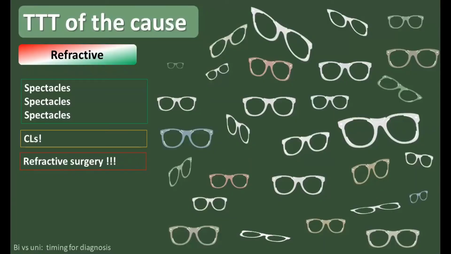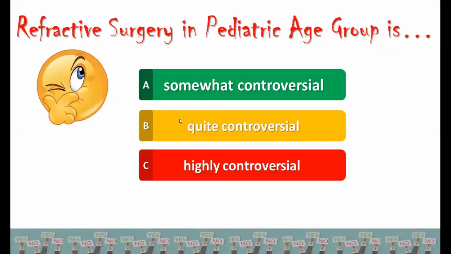Okay, we finished the spectacles, and we now have contact lenses and refractive surgeries, usually considered if we have anisometropia, for fear of aniseikonia and suppression. And I skipped the contact lenses. About the refractive surgery, as you mentioned on the WhatsApp, it's a highly controversial topic. Some agree, some disagree. It's very contentious.